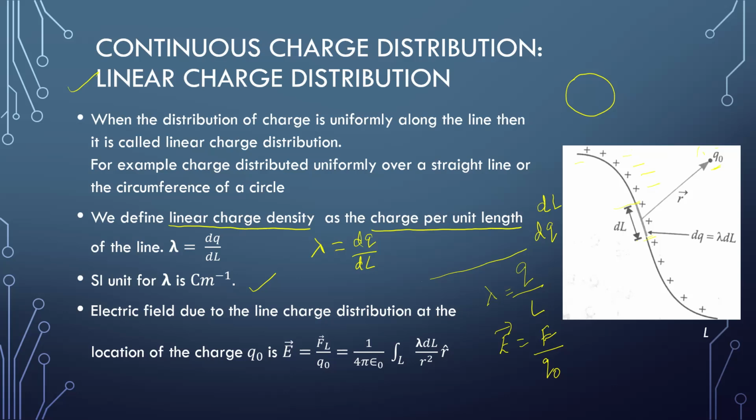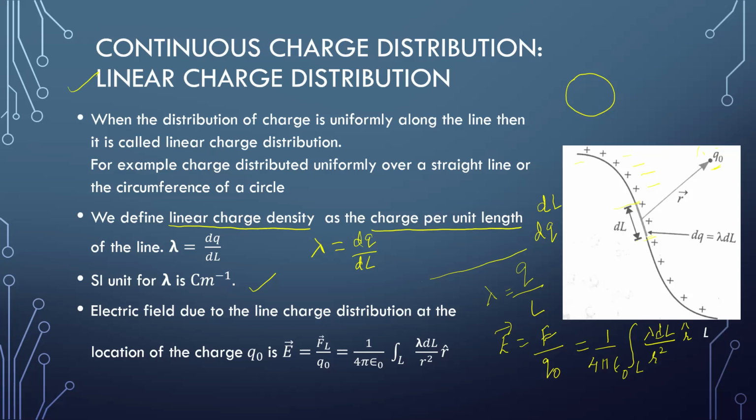lambda into dl, right, and therefore what is Q0? Q0 is the test charge. So the force will be according to Coulomb's law, and therefore the expression we get over here is 1 upon 4 pi epsilon naught, integral of lambda into dl upon r square into r cap. Now r is the distance of this line element from Q0, right. So r is that particular distance.